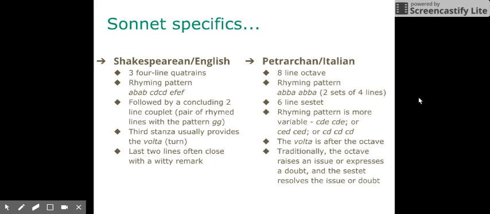It could help you in terms of interpreting meaning and where there's a shift and things like that. The volta for the Italian sonnet is after the octave, and traditionally, the way the poem creates meaning is that the octave raises an issue or expresses a doubt, and the sestet resolves the issue or doubt in some way.